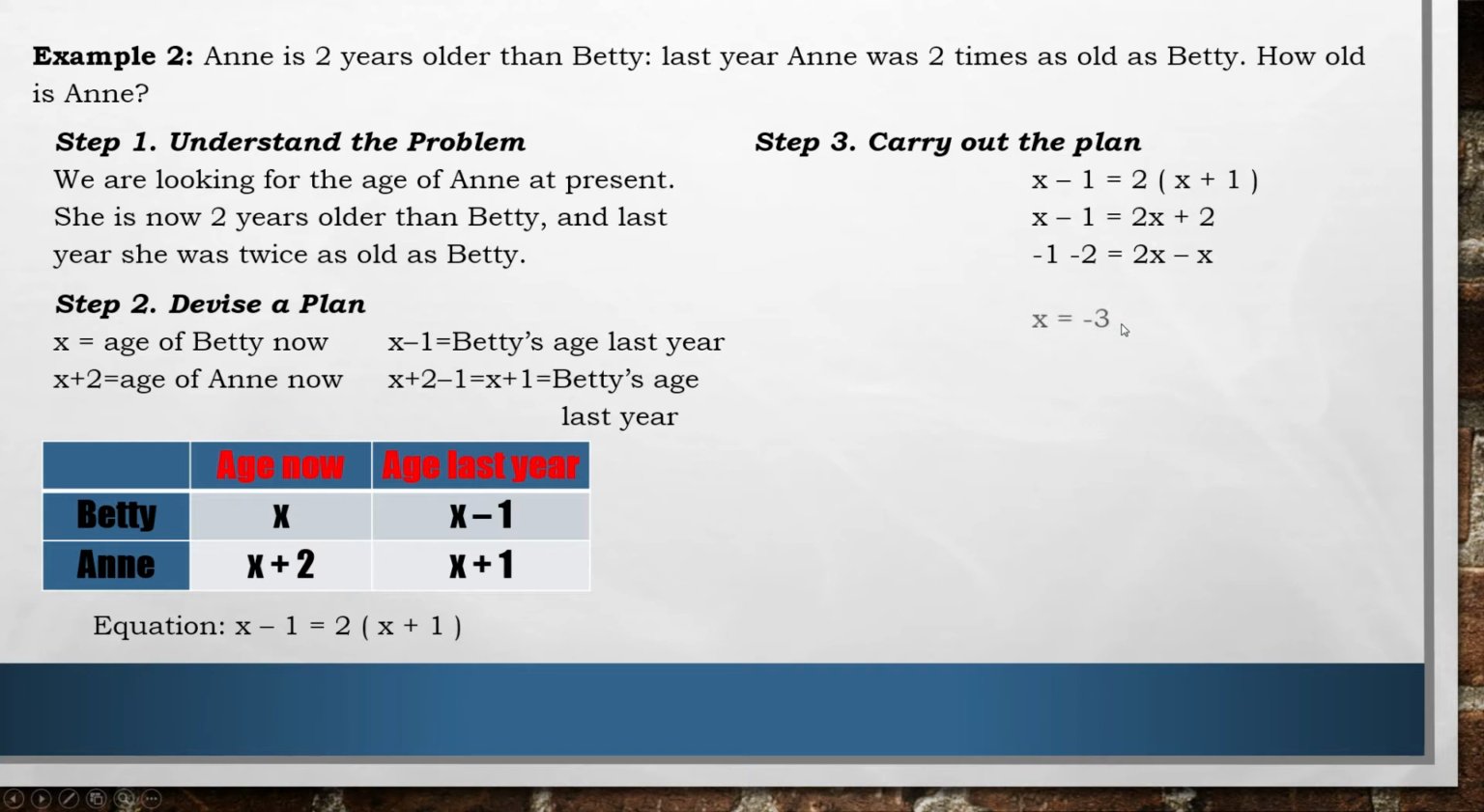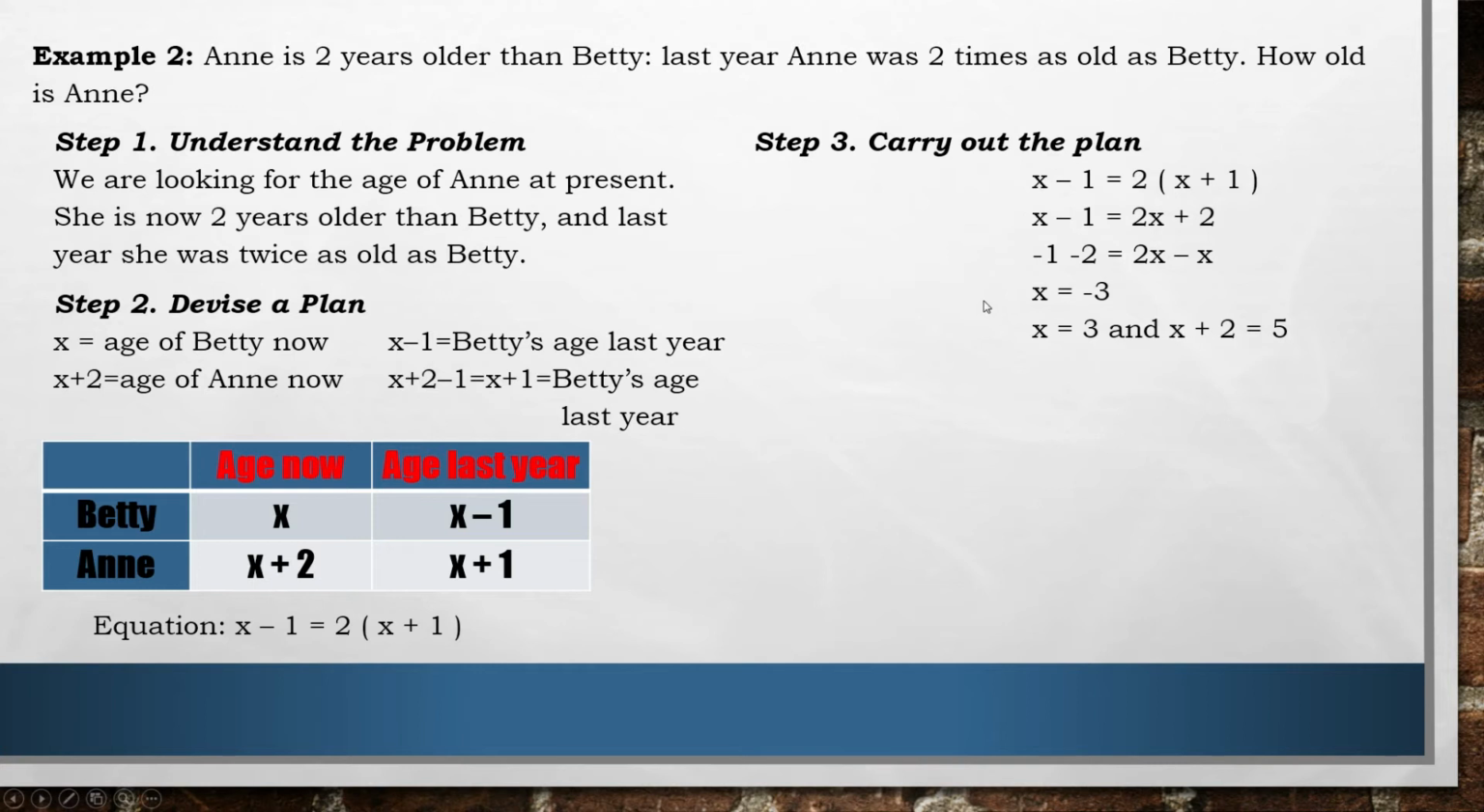Okay. So x now is equal to negative 3. 2x minus x is x. Negative 1 minus 2 is negative 3. Okay, so negative 3. So x is equal to 3 and x plus 2 is equal to 5.